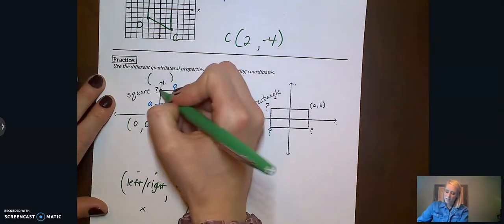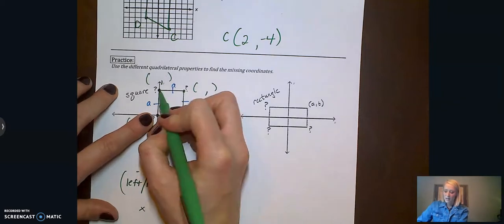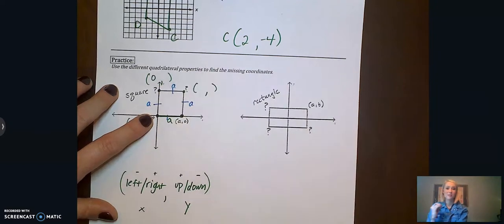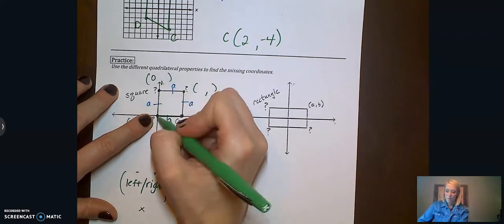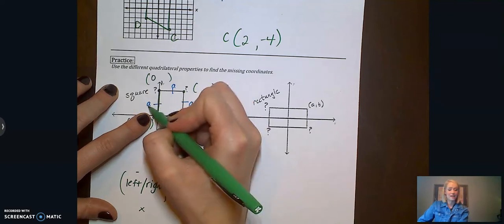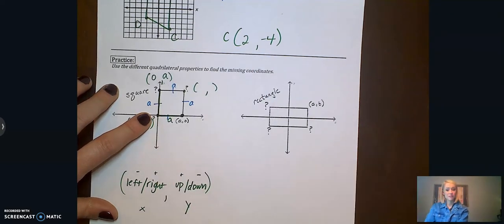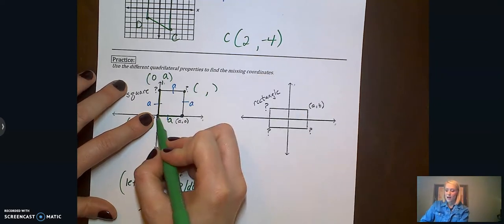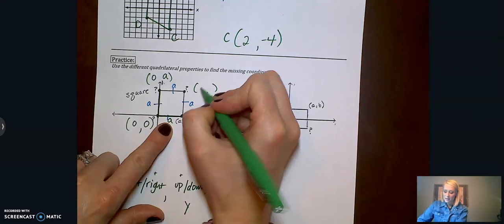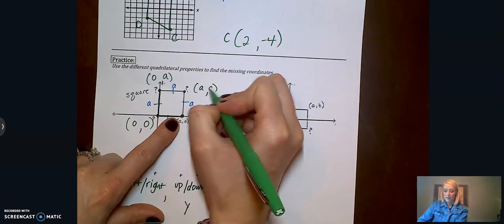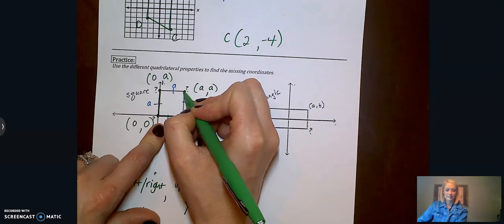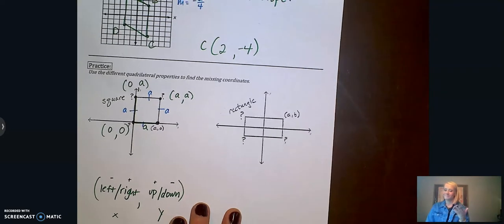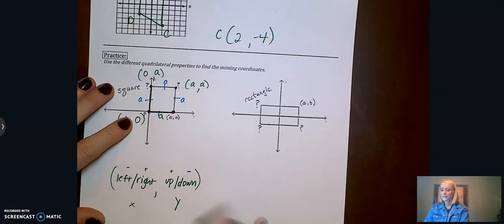So watch. To get up here, I start at the origin. I just want to go up, so I don't want to go left or right. So my X value has to be 0. I just want to go up, and we just said this length was A long. So it's 0, A. To get here, I start at the origin, I move right A, and I move up A. So it's A, A. Again, if it was like 3, 3, you'd be like, oh, this is really easy, but of course we have to make it a little bit more challenging.